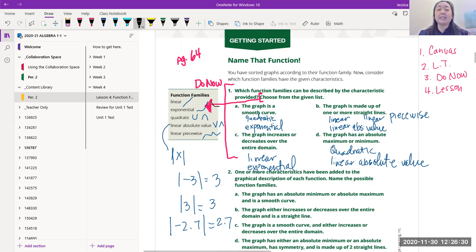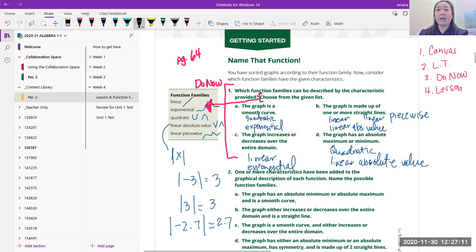And if we look at C, the graph increases or decreases over the entire domain. So over the whole entire X, domain meaning X, right? So we could go exponential, or we could go linear. It's always increasing and never drops, right? Unlike the quadratic or the absolute value, or even the piecewise, it depends on what kind of piecewise. A quadratic will go up and then go down, or the V goes down and then goes up, right? So not those ones. These are increasing throughout the whole thing.